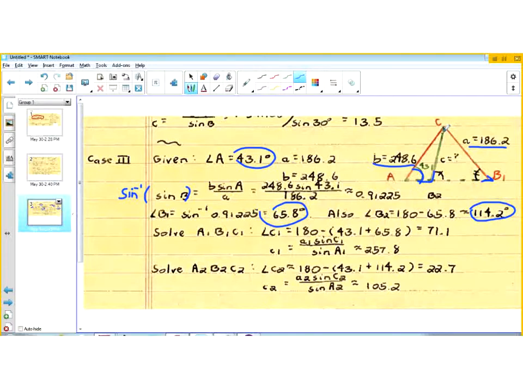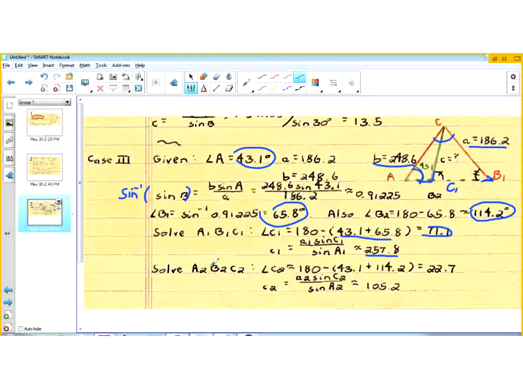To solve for angle C1, the angle affiliated with B1, angle C1 would be 180 minus the sum of A plus B, which is 71.1 degrees. Then you could solve for the length of side C1, the side associated with angle C1, and using the law of sines, you get 257.8.